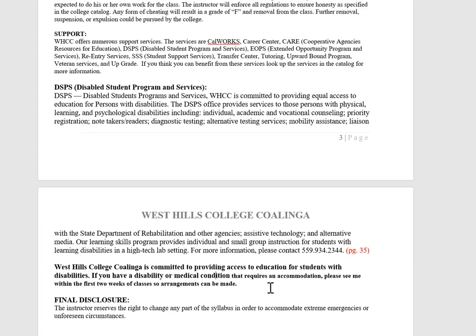West Hills College is committed to providing access to education for students with disabilities. If you do have a disability or medical condition that requires an accommodation, please see me within the first 2 weeks of class so arrangements can be made. I don't want you to come in at week 6 saying, hey, I have a learning disability, I need to be doing this. It's going to be really too late by then.